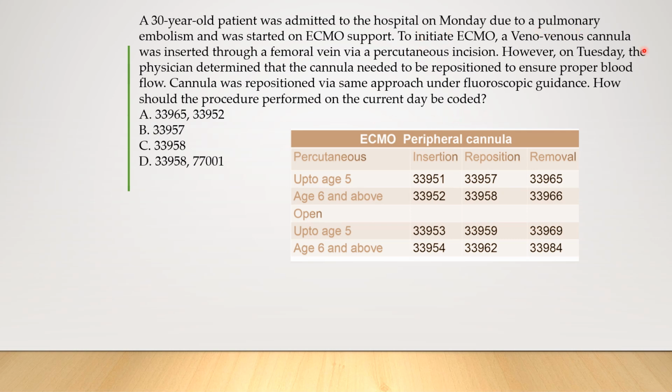So, on Monday the ECMO support was started, and on Tuesday they had to do the repositioning of the cannula, and we have been asked to code for that repositioning day because they have clearly mentioned the procedure performed on the current day is to be coded. So let us look at our code. 33952 is the code for the insertion. They are asking us to code for the repositioning. So in between 33957 and 33958, 957 is up to age 5, 958 is age 6 and above, and that is the code we are looking for. So 33958, we will consider that code, and let us zero down our answer.